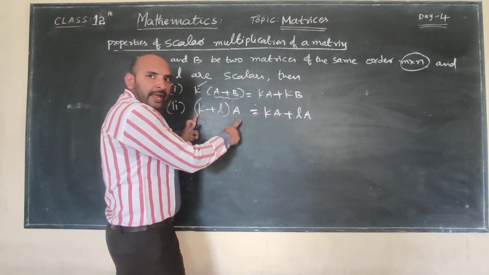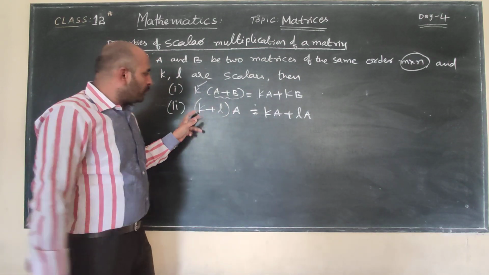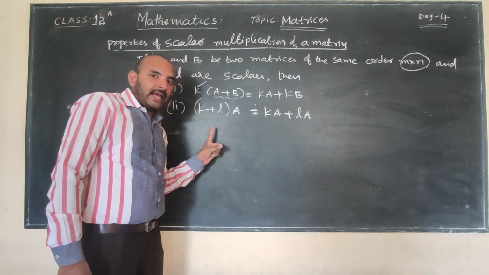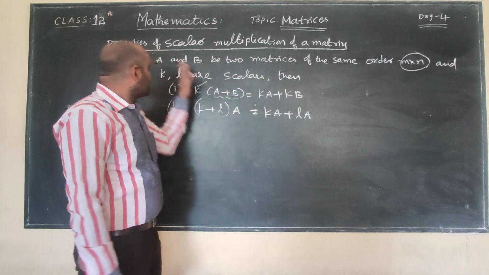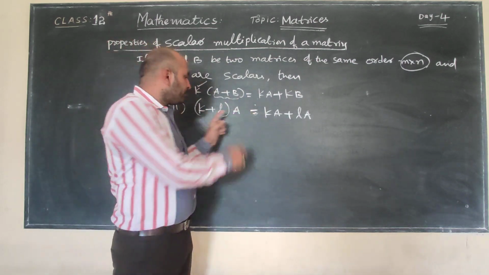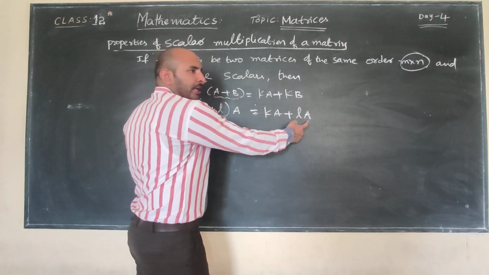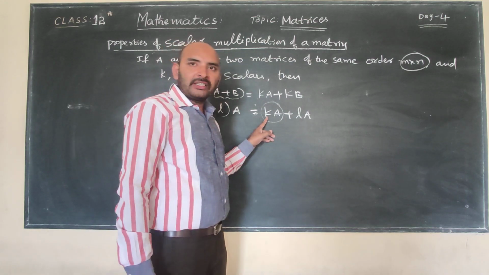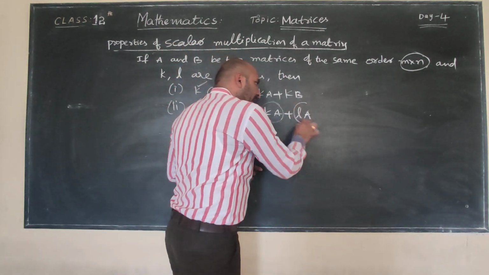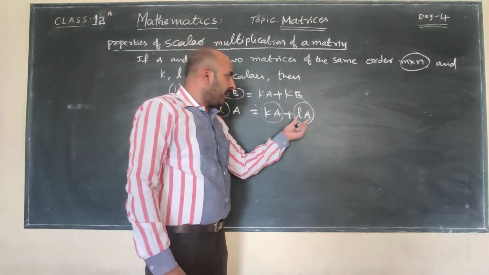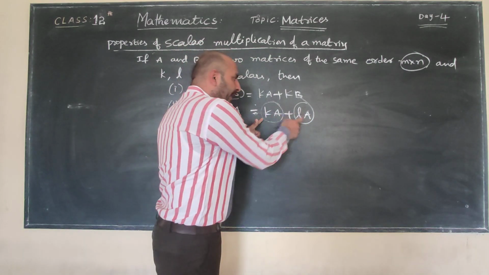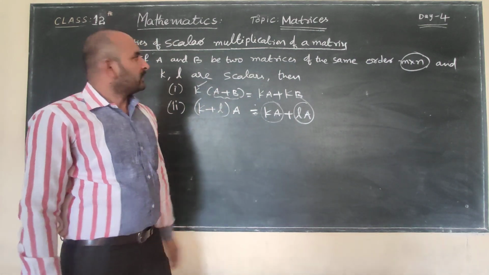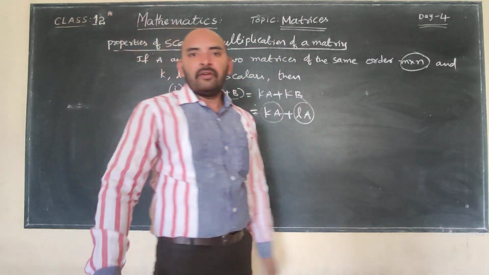Property 2: (K plus L) into A. This is a scalar, this is a scalar. The addition of two scalars is also a scalar, multiplied with the given matrix capital A, and it is equal to K into A plus L into A. It is the scalar multiplication. KA is a scalar multiplication of the given matrix A, and LA is also a scalar multiplication of the given matrix A. So K and L are both constants or scalars. So these are the two properties of scalar multiplication of the given matrix.